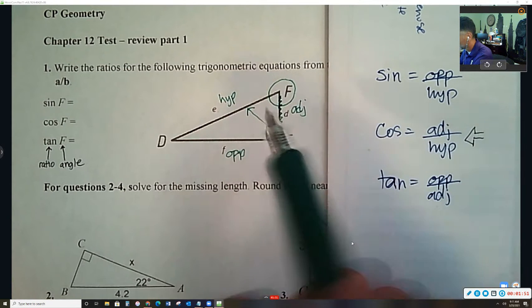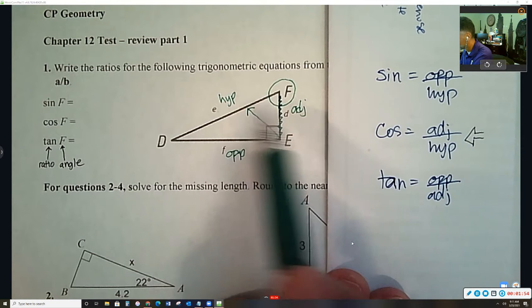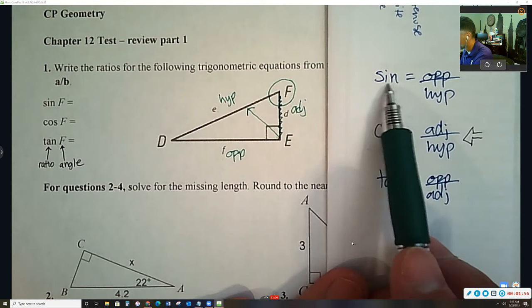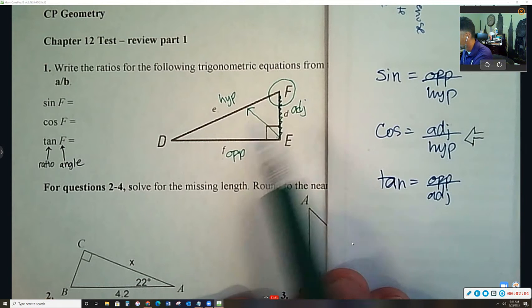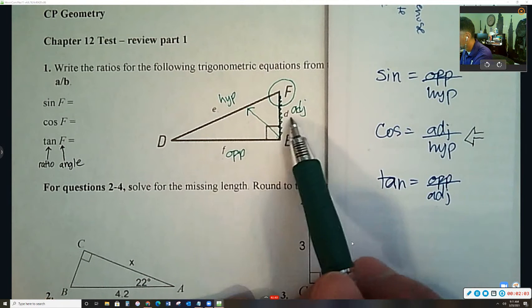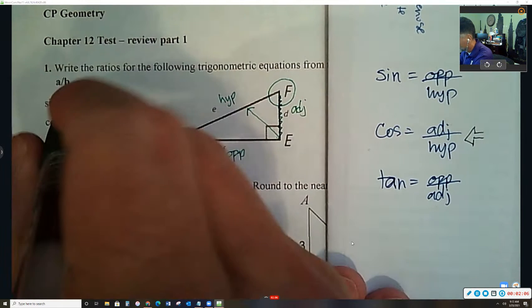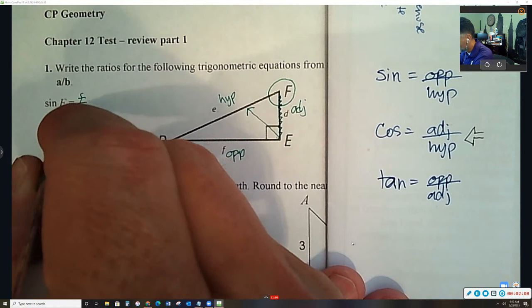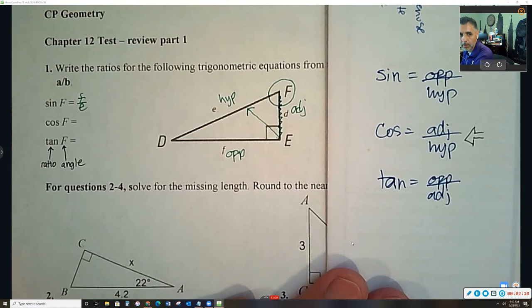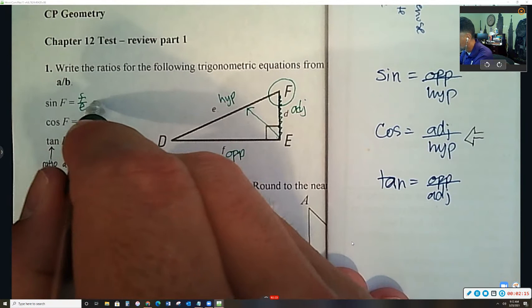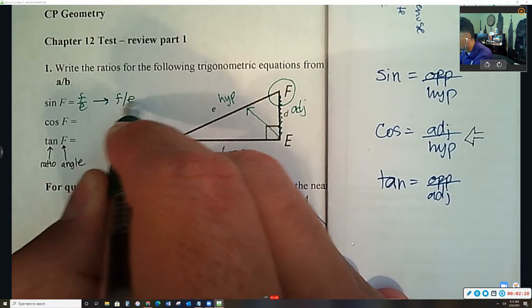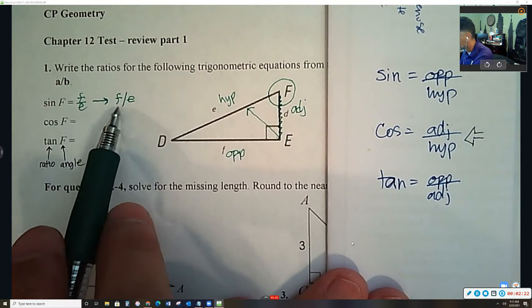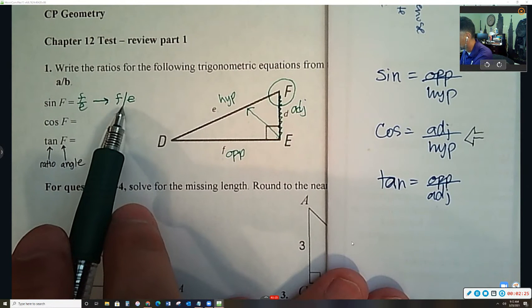Now that I have the sides labeled, I can write down, what is sine of angle F? Well, that's opposite over hypotenuse. Opposite is F, hypotenuse is E. So this would look like F over E. Now when we type this into Canvas, we cannot type it vertically. It has to be typed horizontally, so the only difference is it's going to look like this. Be aware of that.